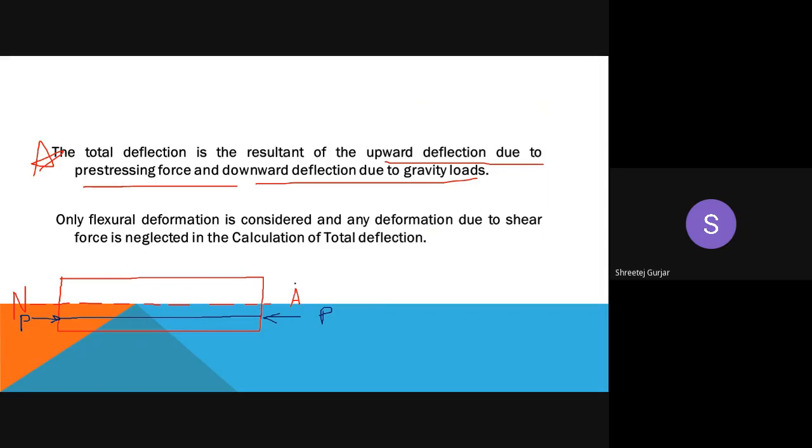So can anyone tell me now whether your beam, because of this pre-stressing force P, will cause hogging in your beam, or whether it will cause sagging? Whether our beam will bend in the upward direction or in the downward direction because of this pre-stressing force P? Any answer? Please feel free to answer. Whether you are correct or not, that is secondary. Sir, hogging, sir. So upward direction.